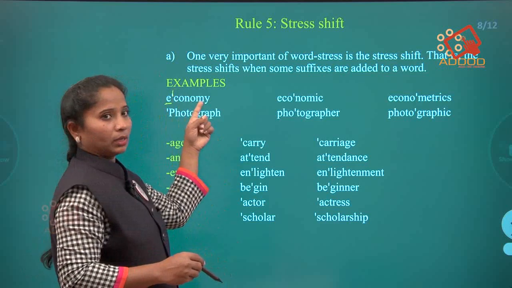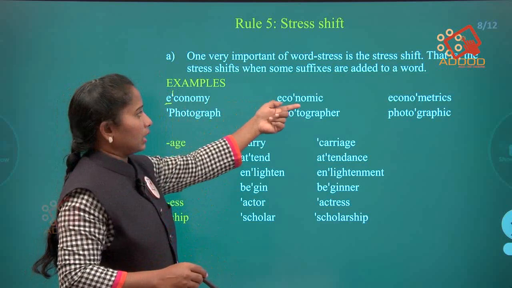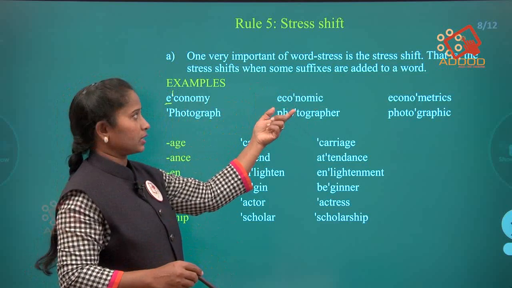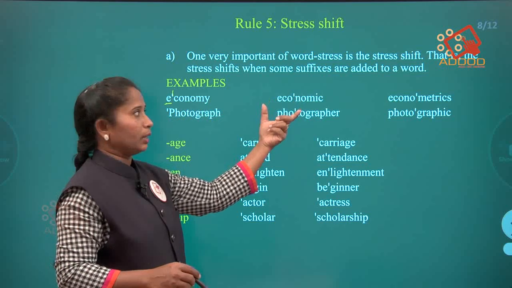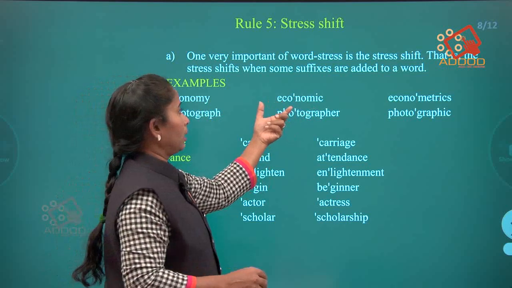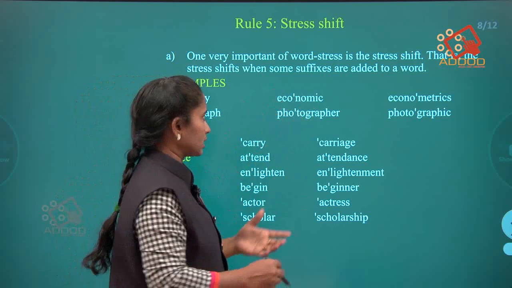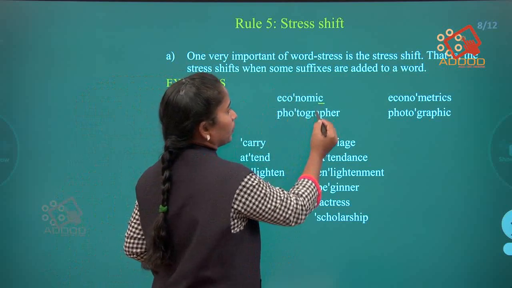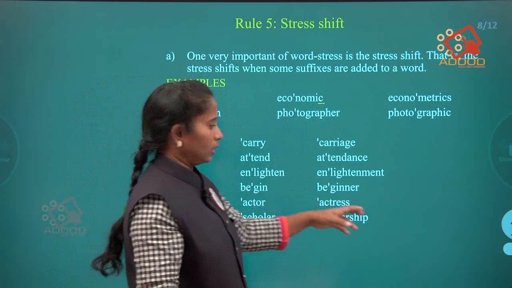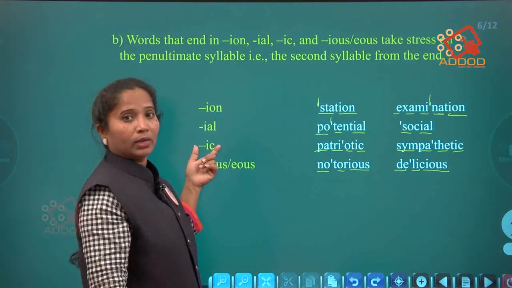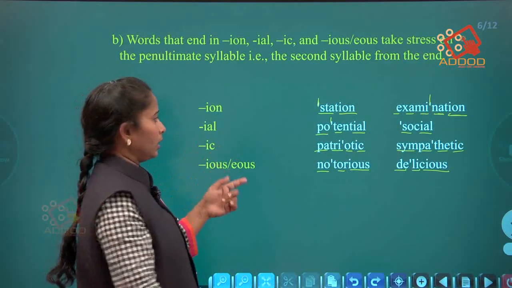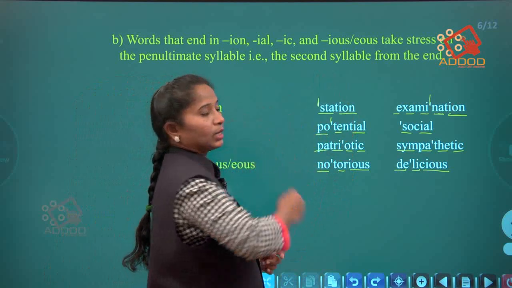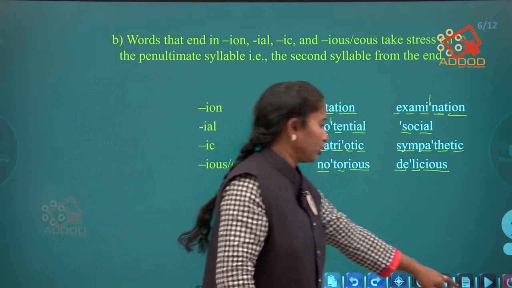Okay, economy. When the suffix IC is added to economy, it becomes economic. Okay, so where do we stress? So here, because it is IC, do you remember IC? Whenever there is the IC suffix, then you have to place the stress on the second syllable from the end, isn't it? So let's see now.